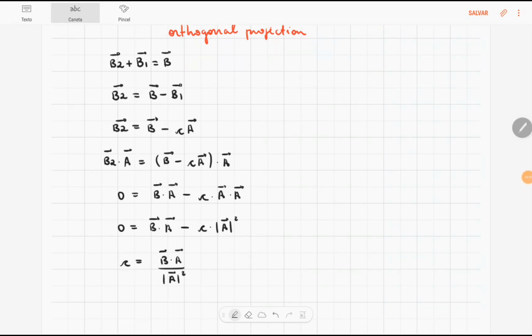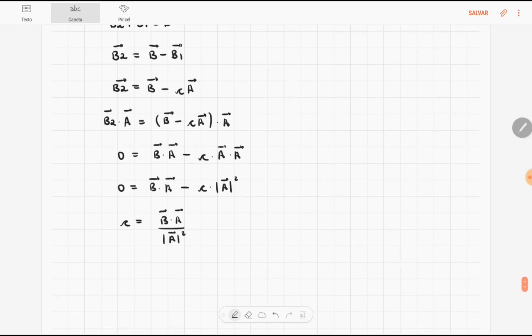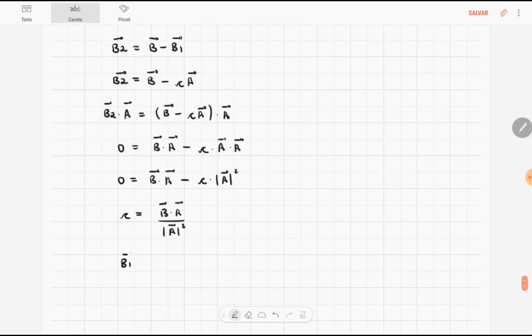We wrote that vector B1 is equal to C times A, so we may write vector B1 is equal to C, that is equal to B dot A over the magnitude of vector A squared, this times vector A. So B1 is the orthogonal projection of vector B onto vector A, and this is how we determine this orthogonal projection.